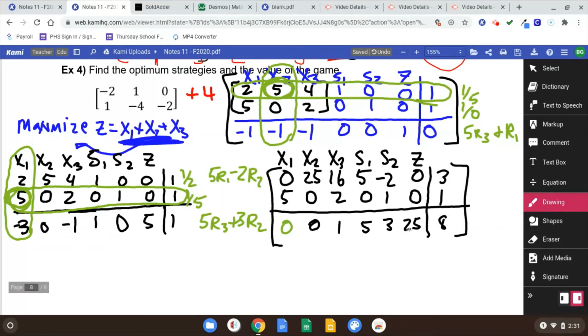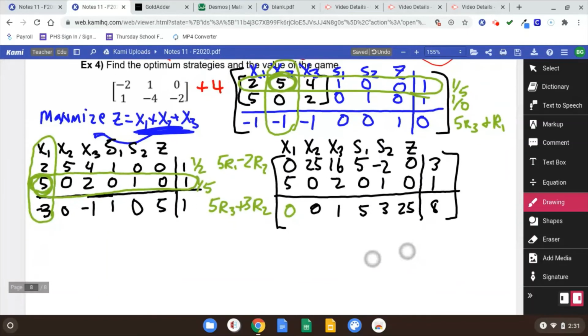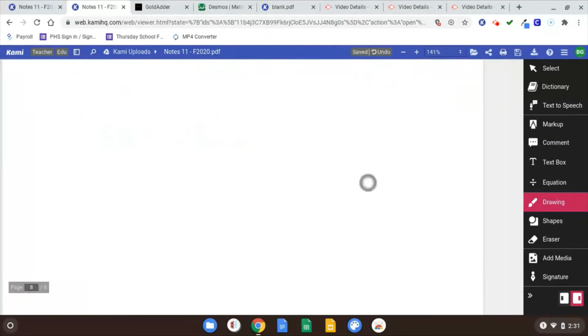Okay, I don't see negatives on the bottom row. I don't care about this negative. I'm talking about the bottom row. No negatives. I know I'm finished. So we should be able to read a solution here.